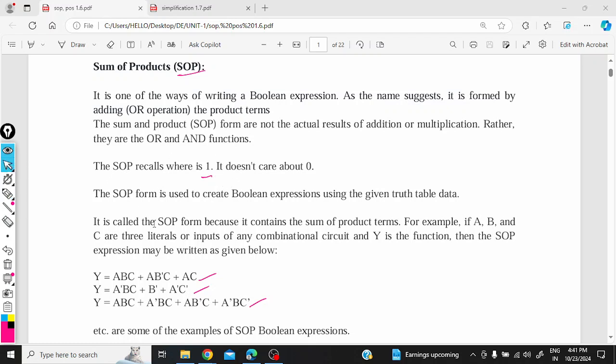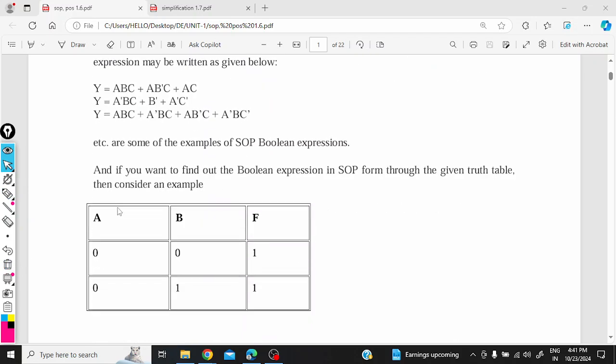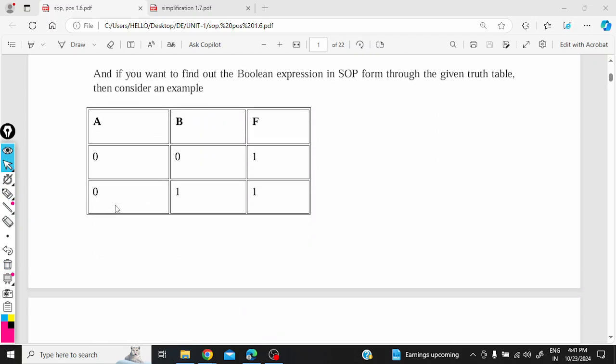Now you can see clearly how sum of products are represented under a few examples. For example, this is the truth table with output function f and inputs a and b. This row tells me that f is 1 for a dash and b dash. This value is a dash b. So my output function will be f equals a dash b dash plus a dash b. This is the sum of products form expressing the output value.